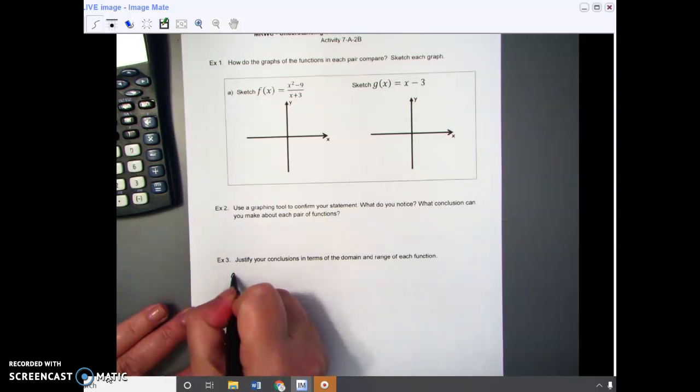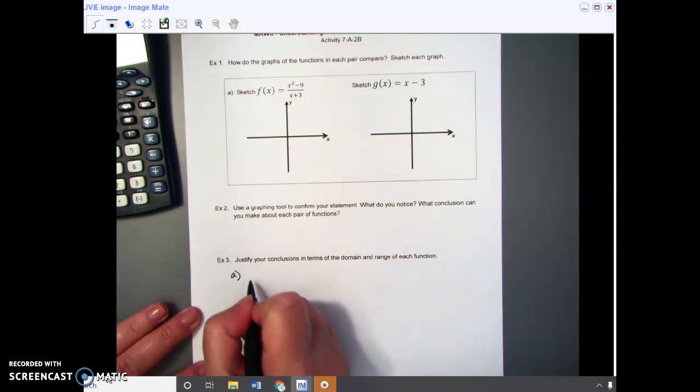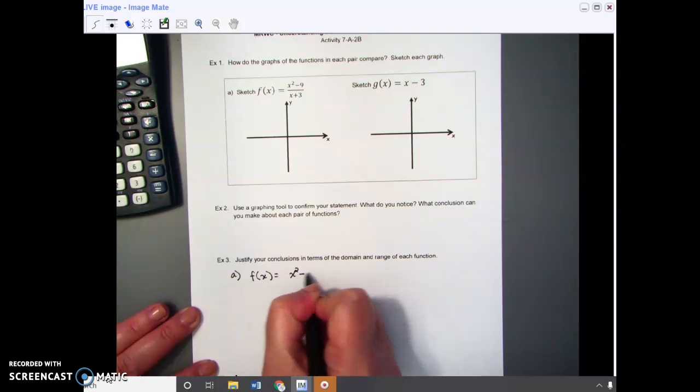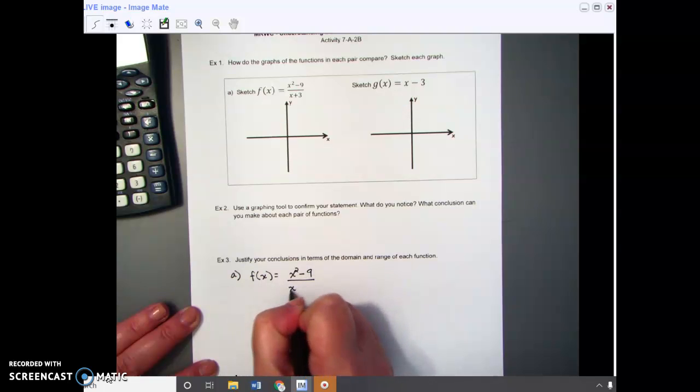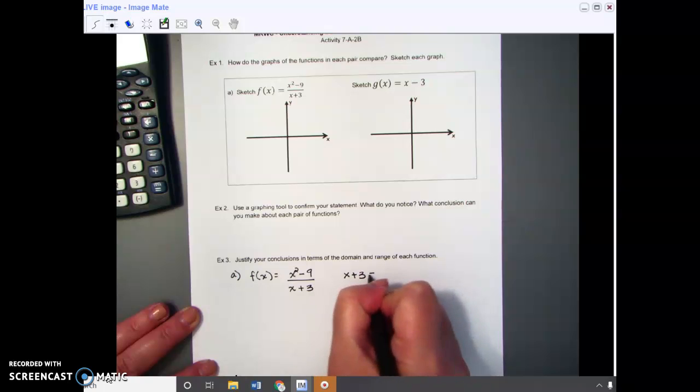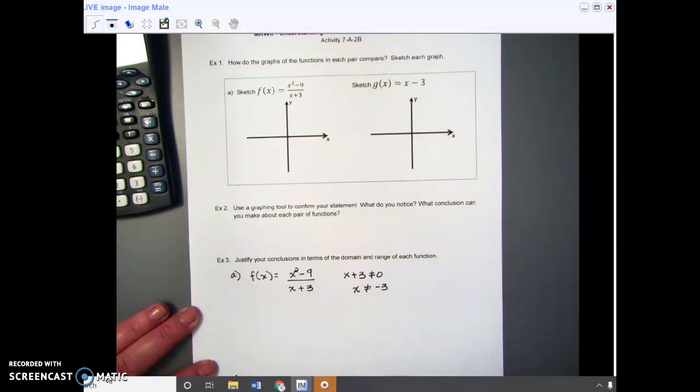If we take a look at part A, do you see that I do have an issue in terms of my domain, that my denominator cannot be 0 because we cannot divide by 0. So that means that x plus 3 cannot be 0, which means x cannot be equal to negative 3.